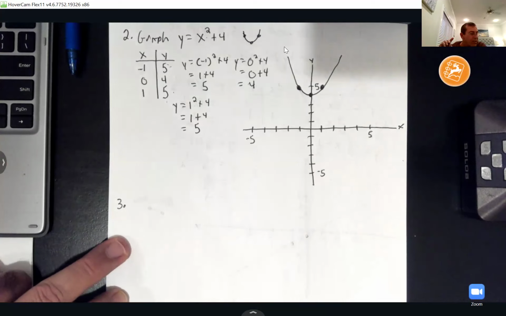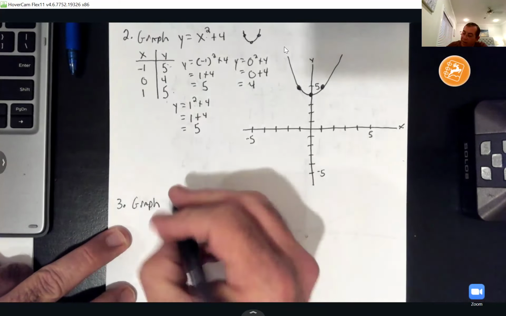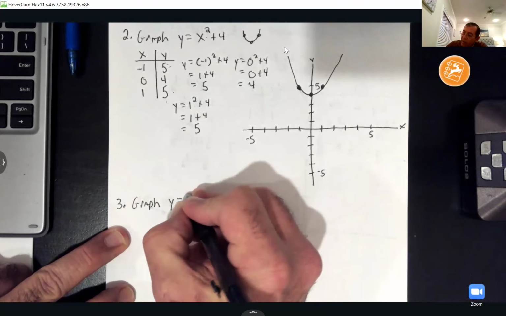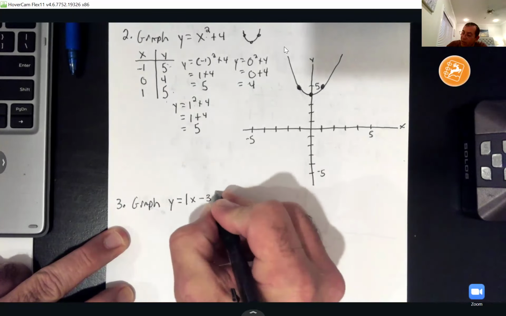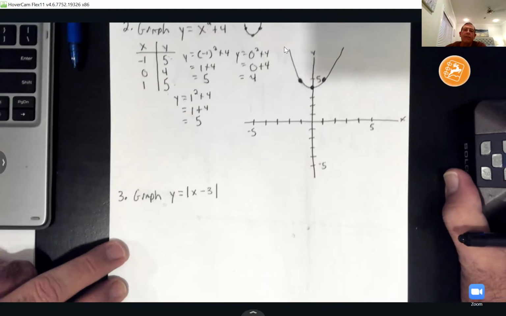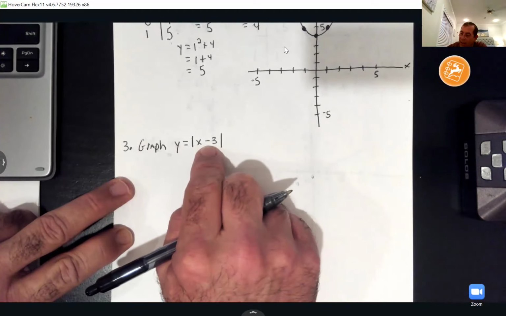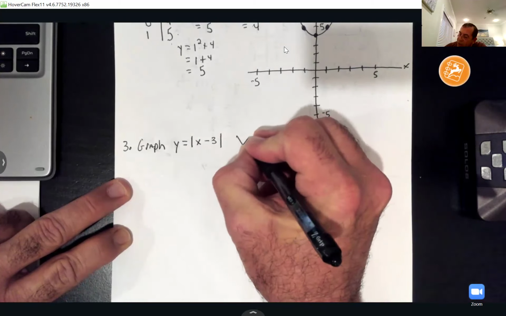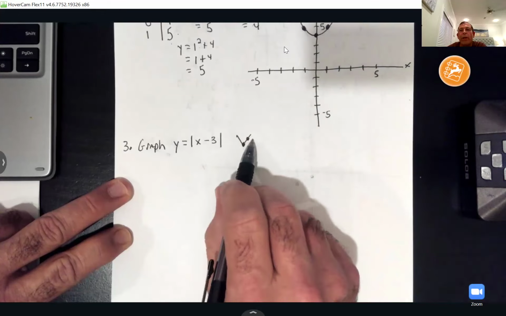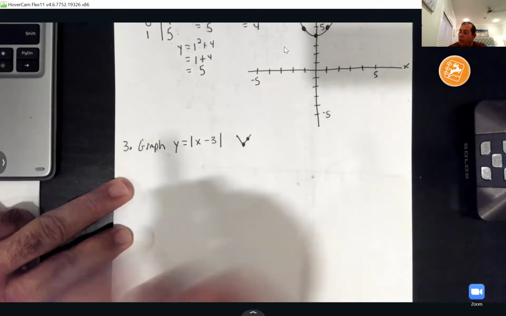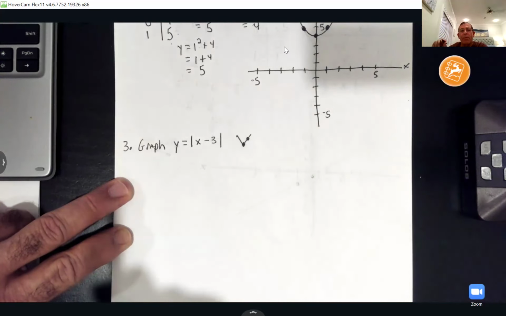Righty, so the third one is another graph. We're going to graph y equals absolute value of x minus 3. All right, this graph is picky. Now it's going to use a 2-point absolute value tool. When you got absolute value, it will make a V-shaped graph.